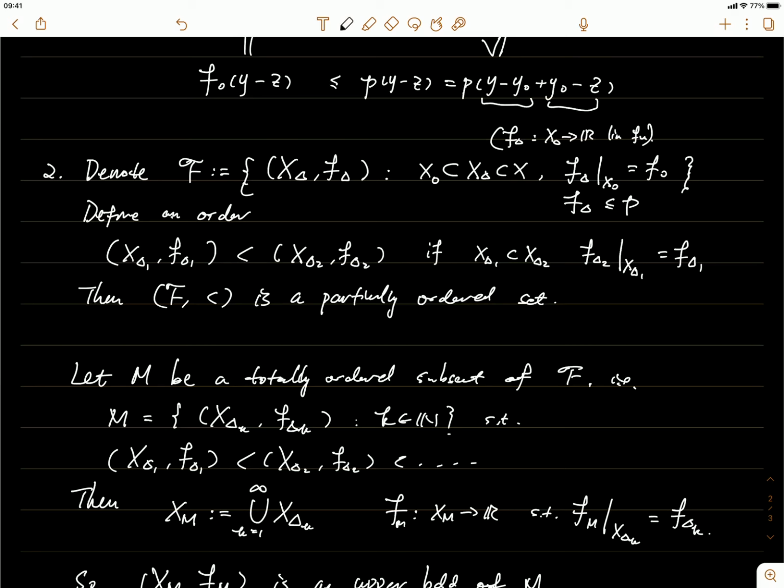Okay, let's see. Oh, it's bounded by P, but it's only because F delta is only defined on X delta. So when we restrict P to X delta, it can bound this F delta. But otherwise, the proof is completed.